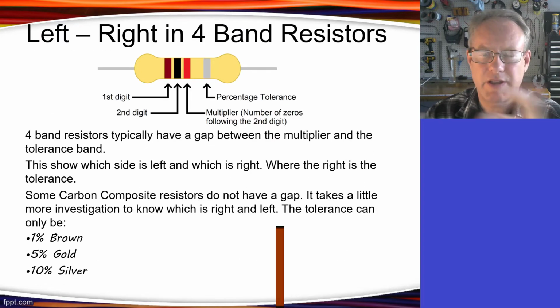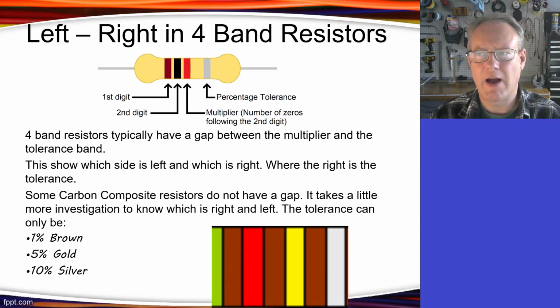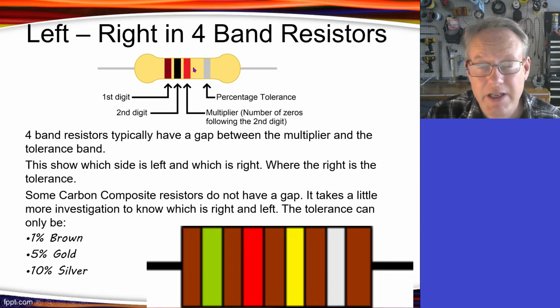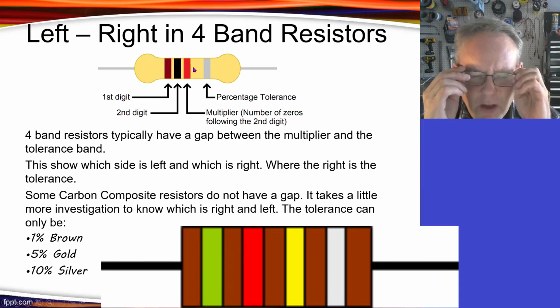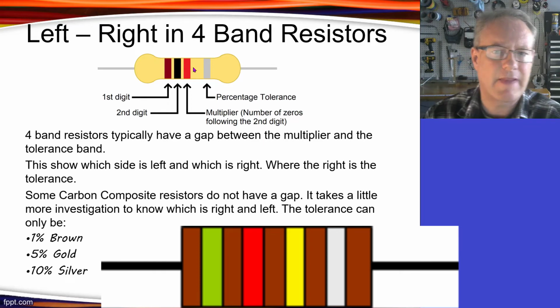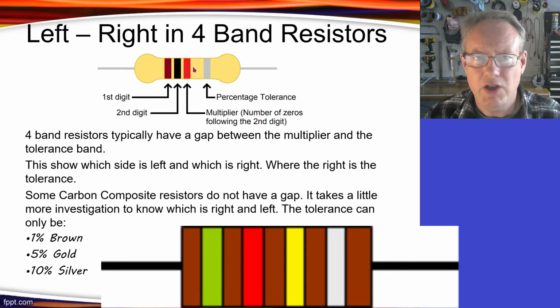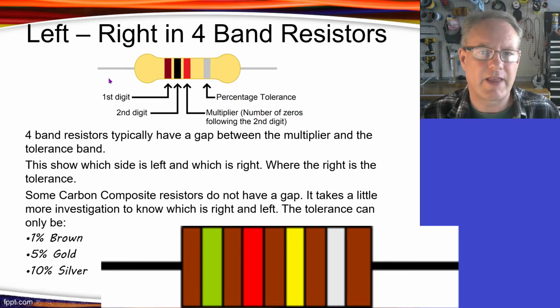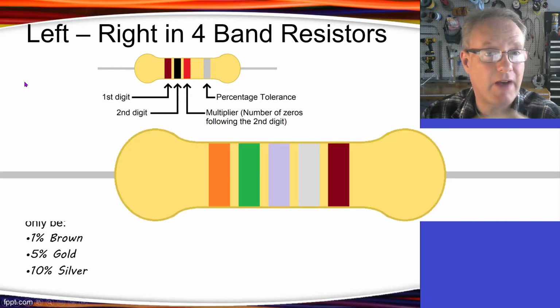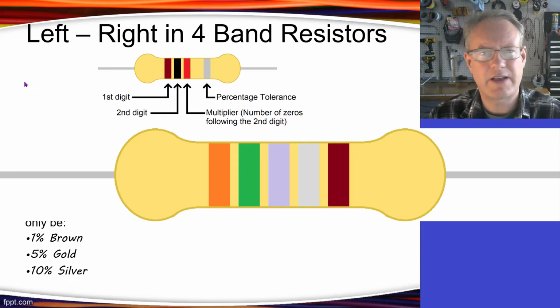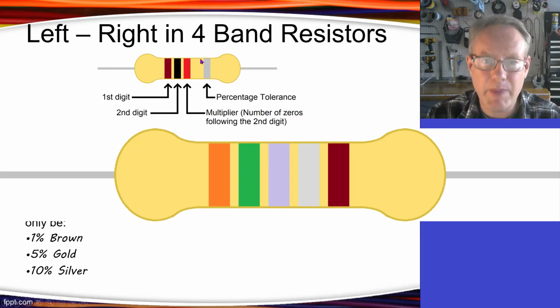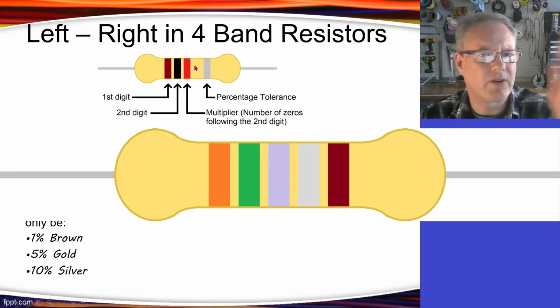Now, I just wanted to say that carbon composites, they'll often not have a space here. So you kind of got to think to yourself, whoa, which is the first band and which is the last band? You flip it one way or flip it the other, and it's the same either way. So there are ways to figure that out, and we'll look through that when we go into a 5-band resistor, because it also has that same kind of problem. There's no gap in here, and you don't know which is the left and which is the right.